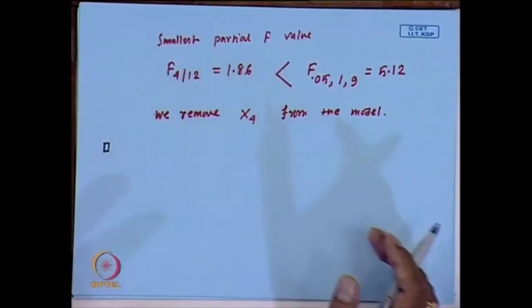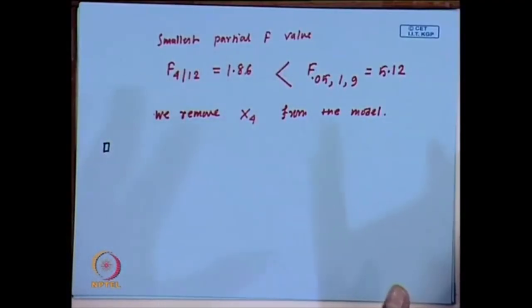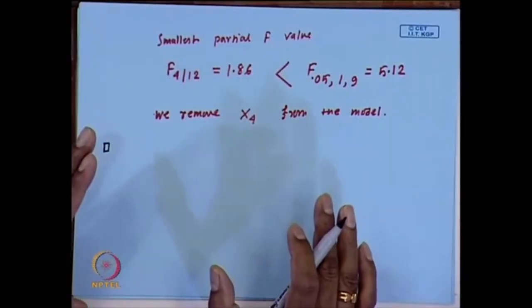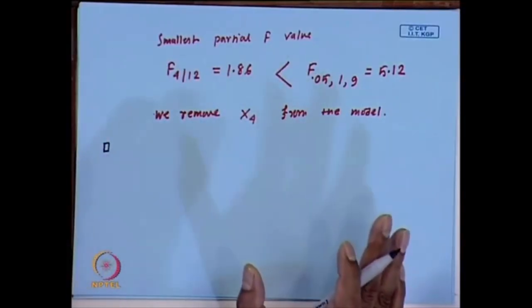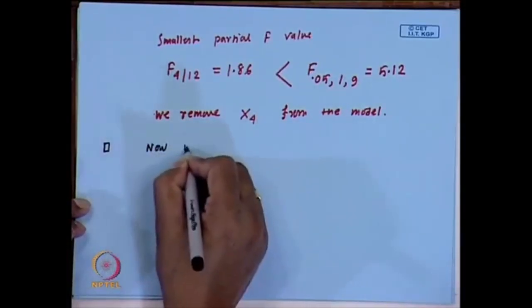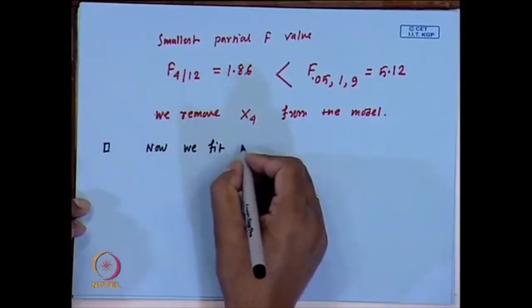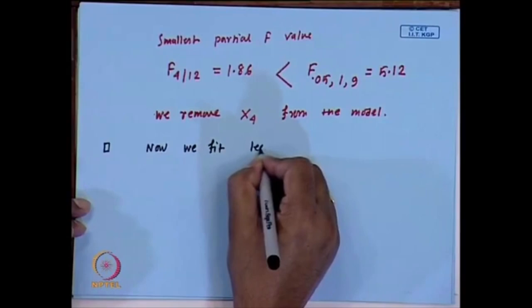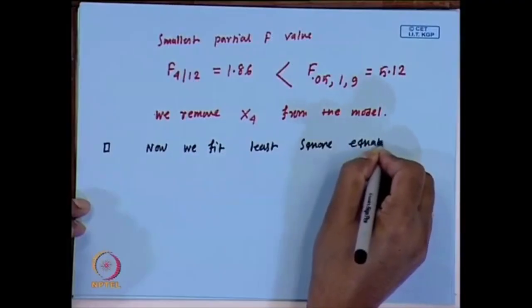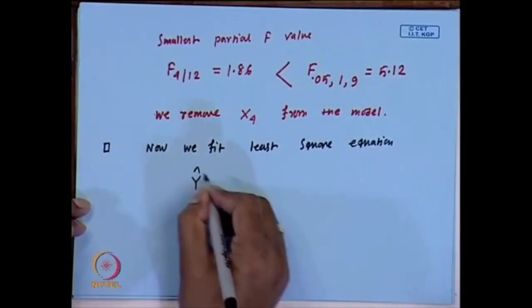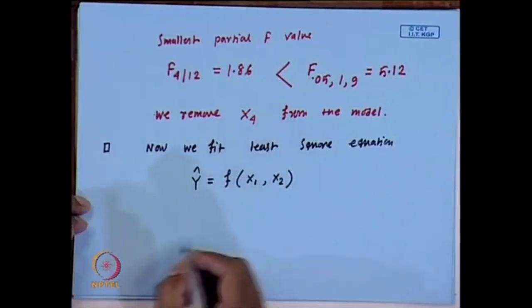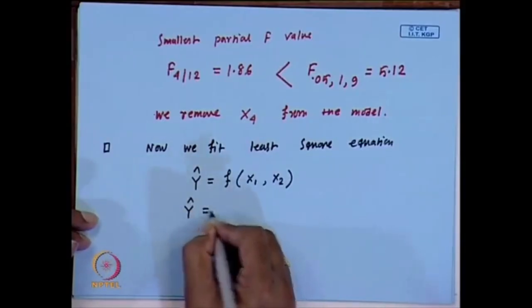Okay. So, the next step is, we started with x1, x2, x3, x4. Then in the first step we removed x3 from the model, in the second step we removed x4 from the model. Now, we are left with x1 and x2. So, we fit the least squares equation, y hat equal to f(x1, x2), and this y hat is going to be equal to.